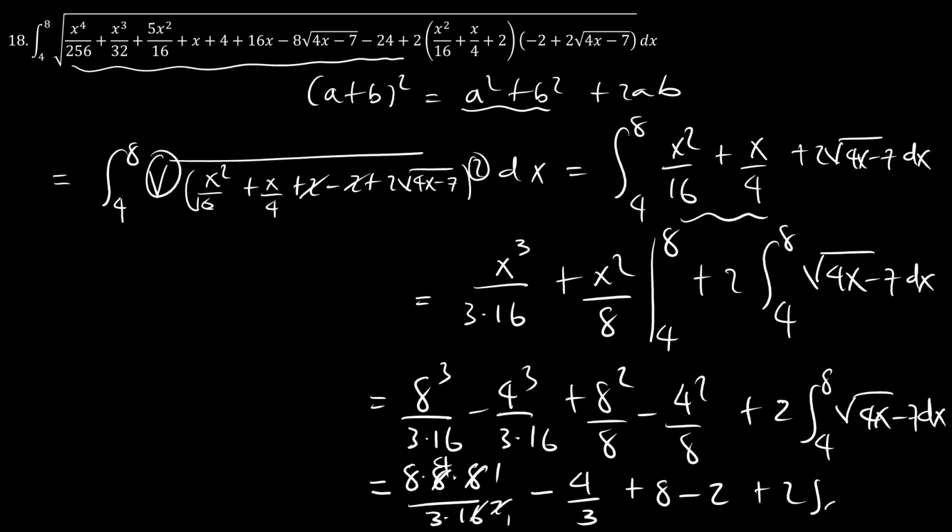twice the integral from x equals 4 to x equals 8 of the square root of 4x minus 7. So 32 minus 4 is going to be equal to 28 over 3 plus 6. So we have 28 over 3 plus 6 plus twice the integral from x equals 4 to x equals 8 of the square root of 4x minus 7.